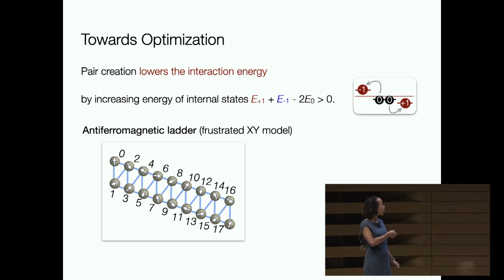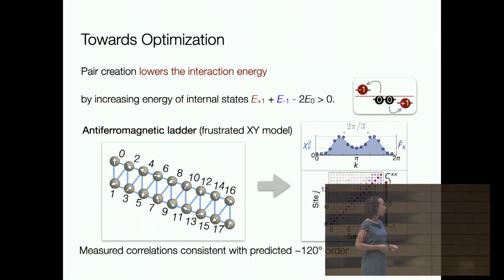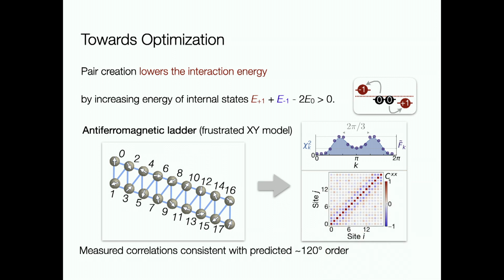Just as an example, when we engineer, as I showed on the previous slide, this triangular ladder with anti-ferromagnetic interactions, this is an example of frustration, where ideally you'd have oppositely aligned spins on neighboring bonds. The best they can do in this case is to align themselves at roughly 120-degree angles. And if we measure the correlations in the system, it's in fact consistent with that 120-degree ordering.